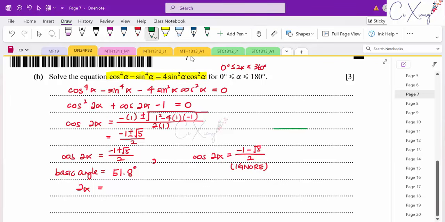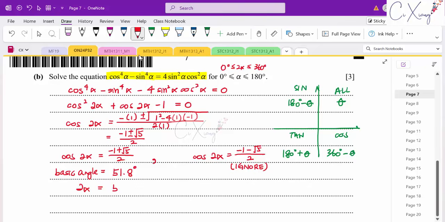Then you go through the quadrants. So let's have a look at all the quadrants here: all, sine, tangent, cos. Okay, so this is the formula. For the first quadrant, we assume that all the data here is the basic angle. So we already get our basic angle here, right? We are looking for cos positive value. So where is the quadrant that I'm having cos positive? For the first quadrant, is cos positive? Yes. So I want to accept the answer from this part where it should be a basic angle, which is 51.8.